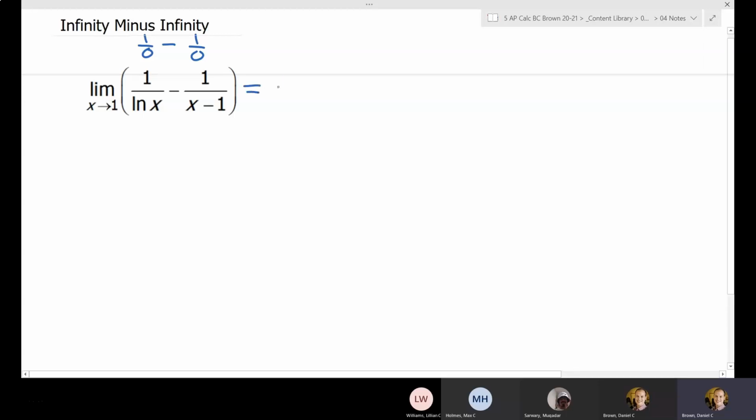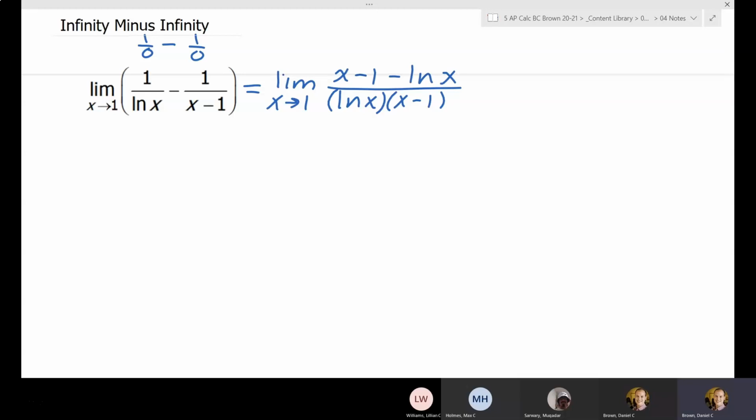But we can go ahead and find my common denominator, which is just going to be the natural log of x times x minus 1. And then my numerator would just be x minus 1 minus the natural log of x. Finish out that problem for me. First confirm that you can use L'Hopital's rule, and then perform L'Hopital's rule as many times as you need to until you stop getting 0 over 0. I'll go ahead and have at that one.